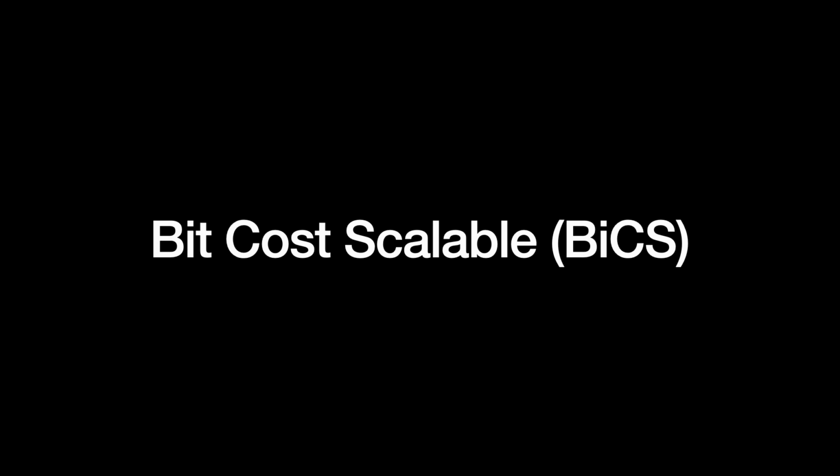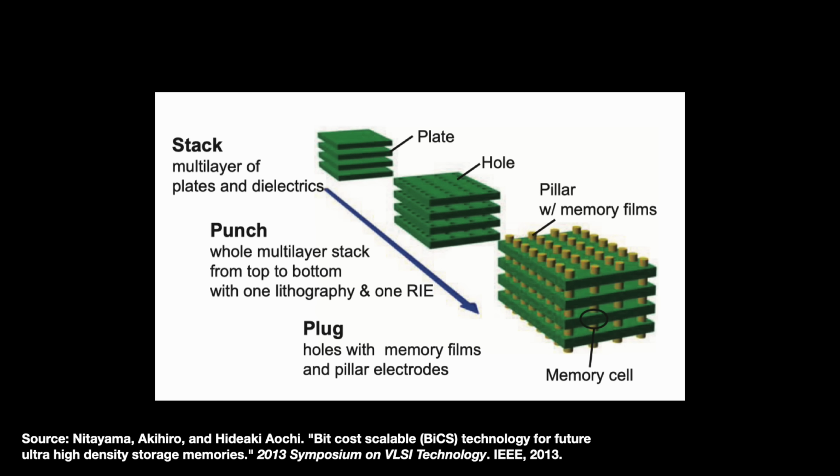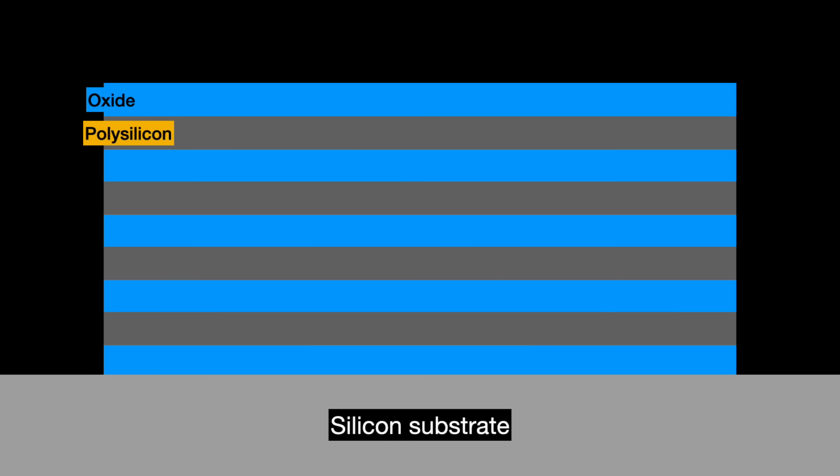In 2007, Toshiba came out with a different approach that literally turns the existing paradigm on its side. They called it Bit Cost Scalable, or BiCS, though they later retconned that abbreviation to Bit Column Stacked. To produce it, Toshiba presented what they called a stack, punch, and plug process. The name is surprisingly descriptive. It starts with stacking layers of conducting polysilicon plates with layers of dielectric in between to insulate them. The polysilicon plates will become the cells' word lines and control gates.